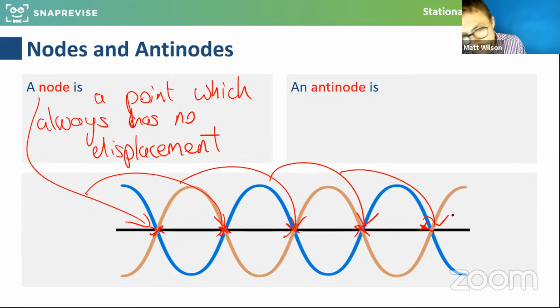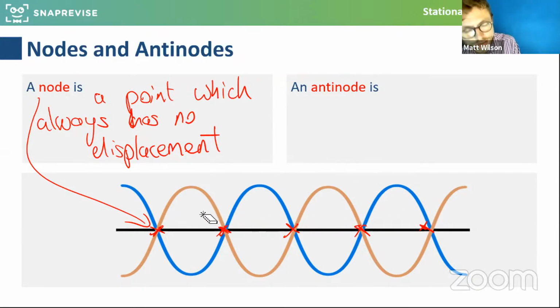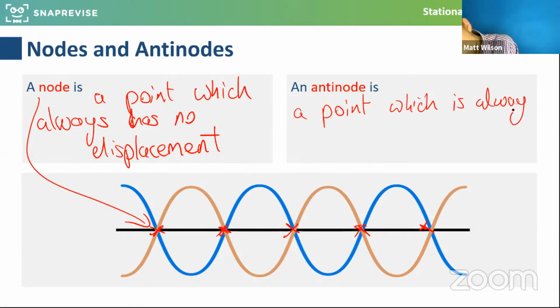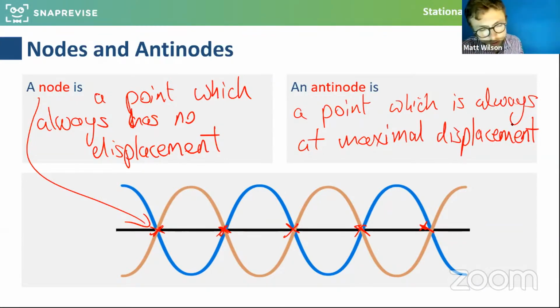Good. Okay, now let's think about the antinodes. So you might be able to predict that the antinodes are the opposite. So an antinode is a point which is always at maximal displacement. So it's actually easier just to draw them than to say what they are. They're this point, or strictly, I guess I'd say this point, this point, this point, this point, etc.